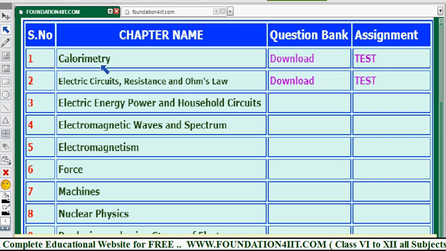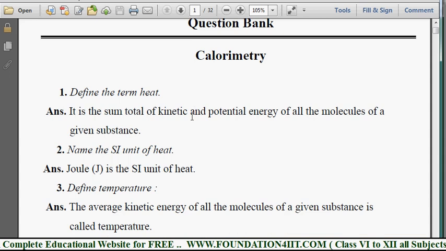Let me show one chapter here. We'll take the first one, calorimetry. Let me show one question bank and assignment. So how it is: if you see the question bank, this chapter is 32 pages. It's in the form of PDF, so you can take the printout easily.